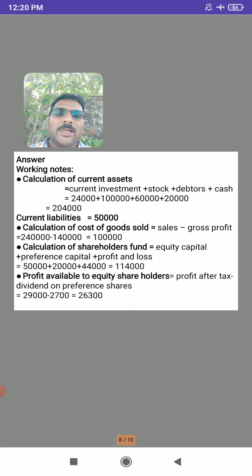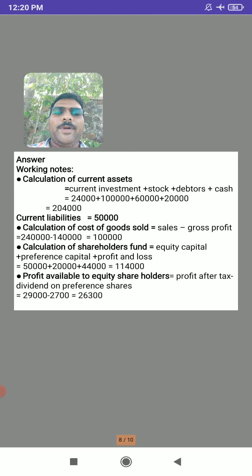Calculation of shareholders fund: the equity capital plus preference share capital plus profit and loss. So here this is total shareholders fund, it is not equity shareholders fund. Equity capital is 50,000, the preference capital is 20,000 and the net profit and loss is 44,000. So we are getting 1,14,000 as shareholders fund.